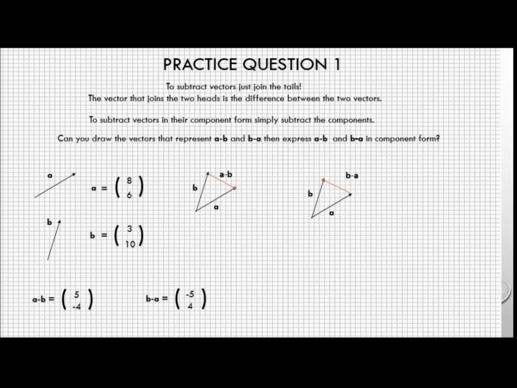And in component form, 8 minus 3 is 5, and 6 minus 10 is negative 4, so A minus B is 5 and negative 4. Now B minus A, 3 minus 8 is negative 5, and 10 minus 6 is 4. And as you'll notice, they've both got the same 5 and 4s, it's just the signs are the opposite way around.